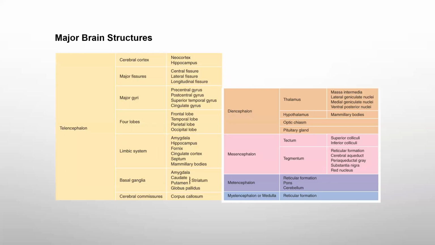Okay. And then I ended with an overall picture of the major brain structures, so that you would have everything in one place for you. So this is going, again, if you look on the left-hand side, Telencephalon, then Diencephalon, Mesencephalon, Metencephalon, and Myelencephalon.